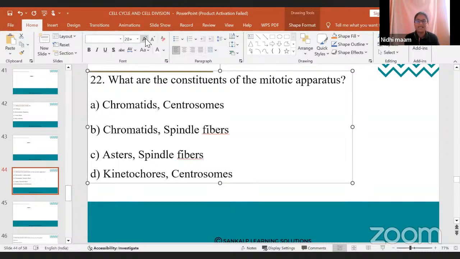B is chromatids and spindle fibers. C is asters and spindle fibers. D is kinetochores and centrosomes.